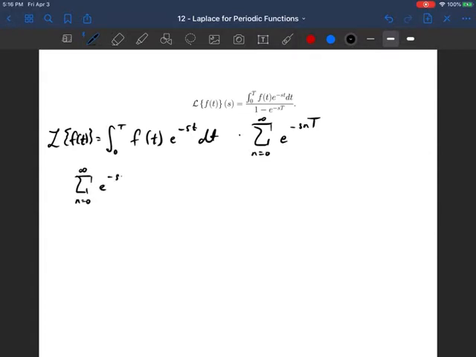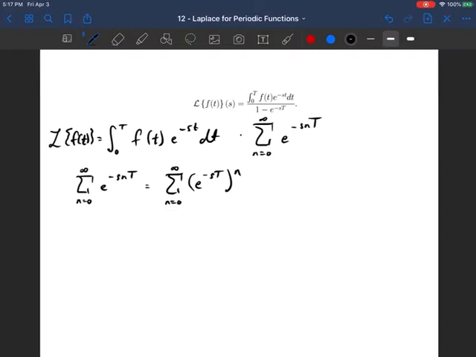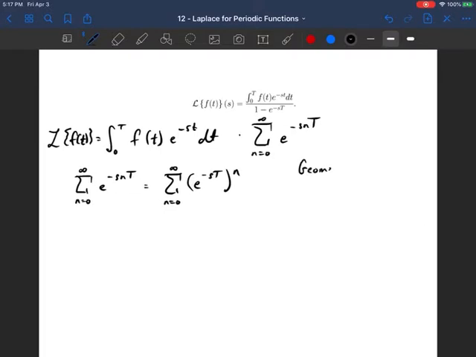And so we need to figure out what is the sum from n equals 0 to infinity of e to the minus s n t. Well, we can rewrite that slightly as the sum from n equals 0 to infinity of e to the minus st raised to the n. So you may recall that we have a geometric series formula. This is a geometric series. The r, the ratio, is e to the minus st.